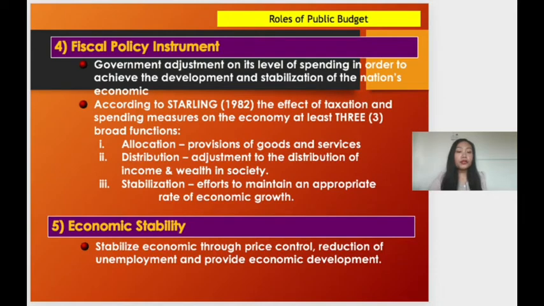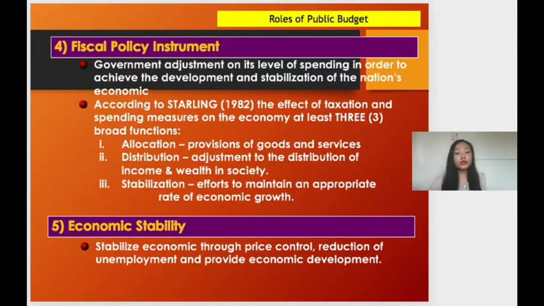The fiscal policy is based on the theories of the British economist John Maynard Keynes, whose Keynesian economics theorized that government changes in the levels of taxation and government spending influence aggregate demand and the level of economic activity. Fiscal and monetary policy are the key strategies used by a country's government and central bank to advance its economic objectives. In the context of our country, fiscal policy instrument refers to government adjustment of its level of spending in order to achieve the development and stabilization of the nation's economy.